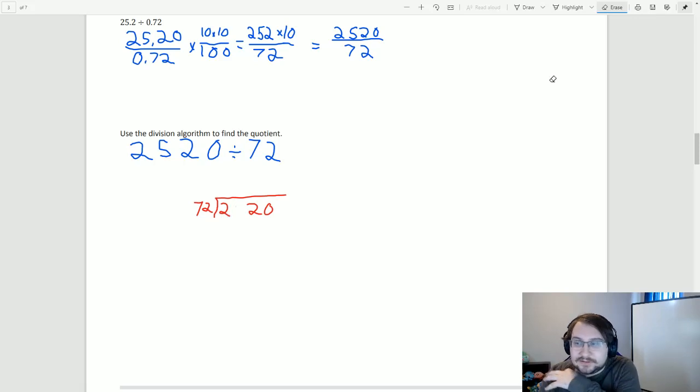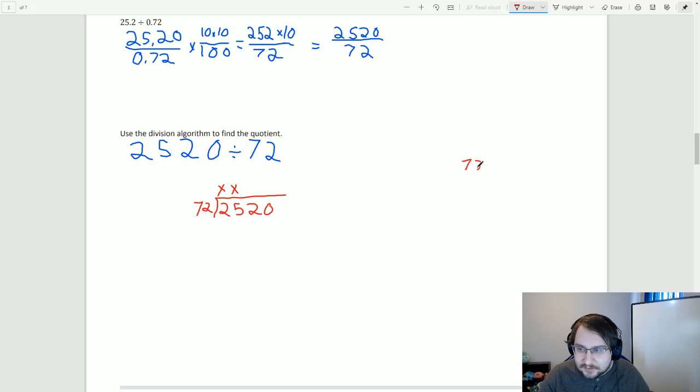So let's go about this step by step. Obviously, first things first, 72 isn't going to go into 2. That's the obvious part. 72 also isn't going to go into 25 any bit. So I can place an X up there. But what about 72 going into 252? Well, it will. It certainly will. But I don't know off the top of my head how many times it's going to go into 252. So over here on the side, I'm going to just count by 72s.